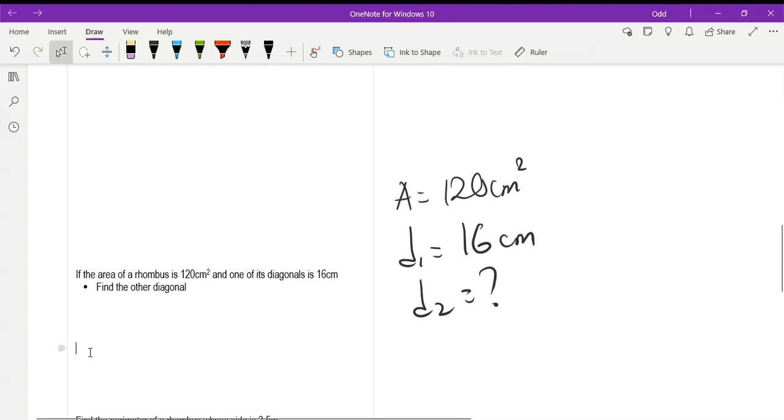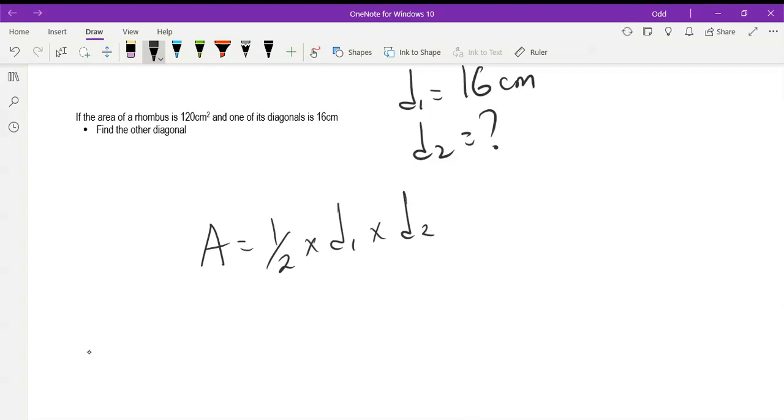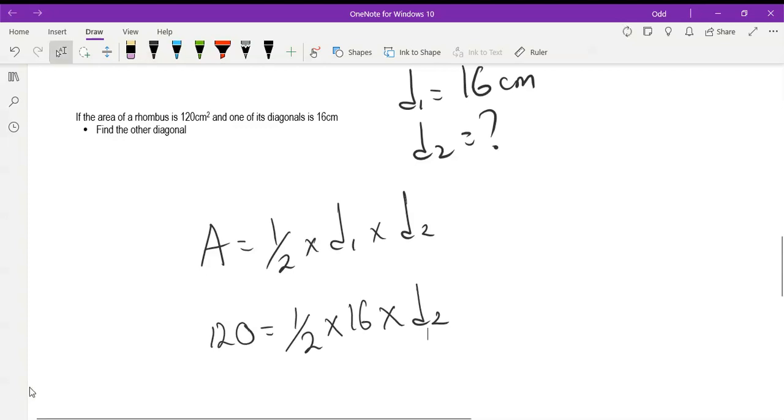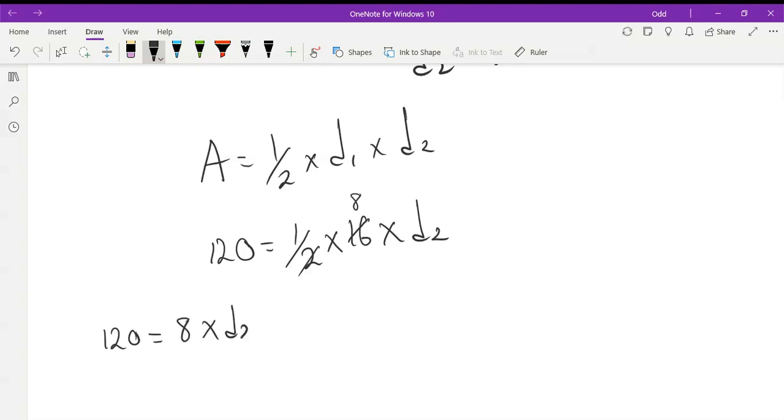If you remember the formula for a rhombus, area is equal to half times D1 times D2. What's our area? That's 120 is equal to half times 16 times D2. Okay, we calculate further. So 120 is equal to, so 16 with the 2 here, 1, 2 and 16, that will be 8. So we have 8 times D2.